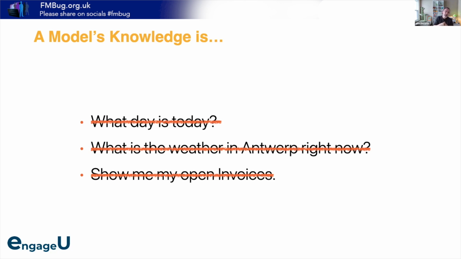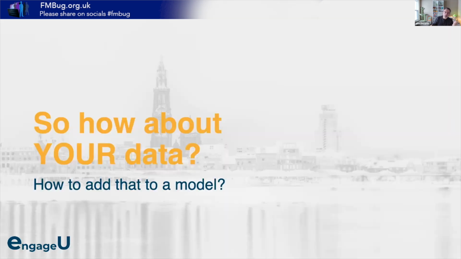So if I bring it to the example of a FileMaker solution, if I have an invoicing solution built into FileMaker and I ask ChatGPT, show me my list of open invoices, it doesn't know. It cannot know, because how would it know? So that really brings us to the question of how do we make it so that a model does know about your data? And there's a couple of different ways to do that. I mentioned one of them already.